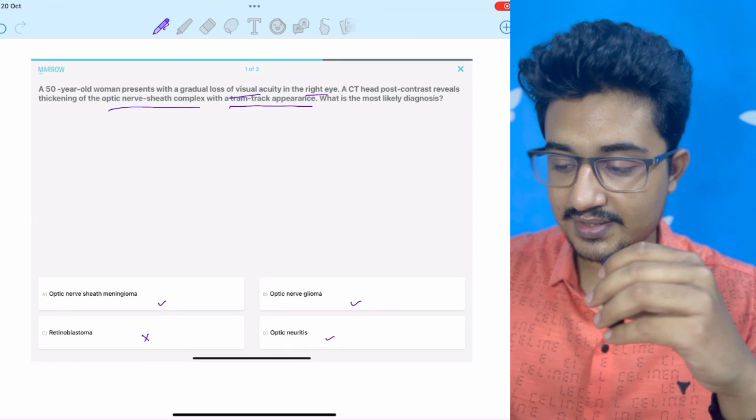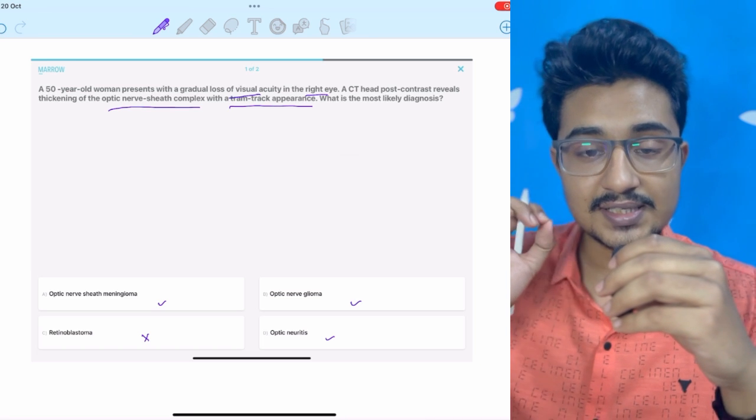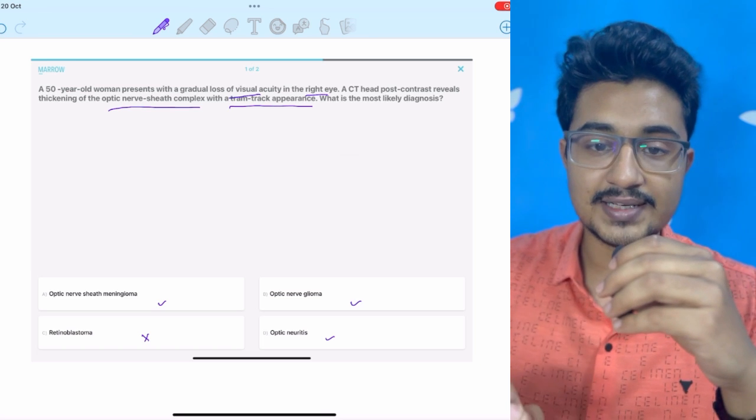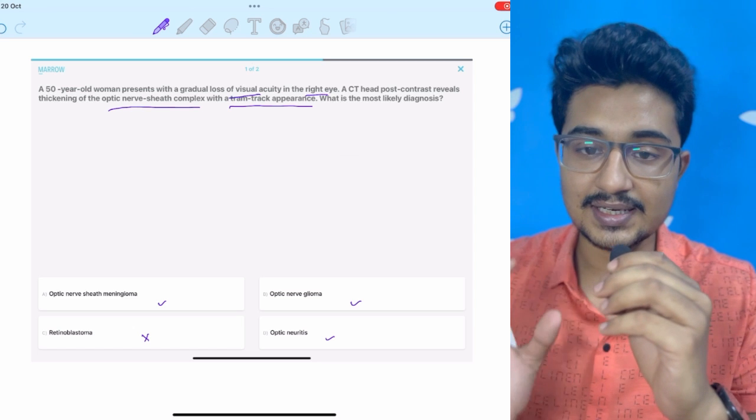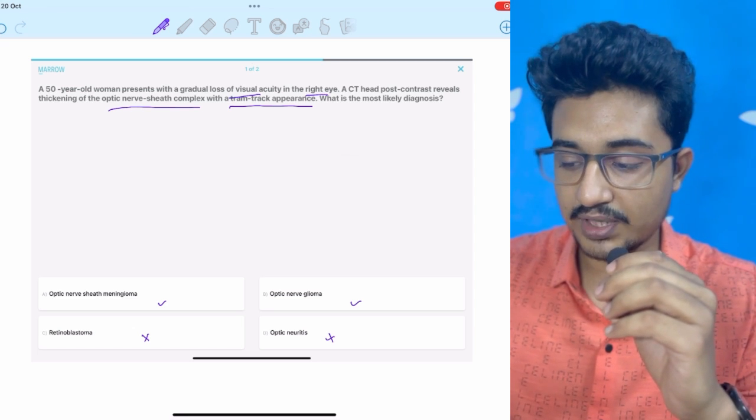Optic neuritis, yes, it could be the option. But see, in the question, CT scan is mentioned. Optic neuritis can't be diagnosed in CT scan. It can be diagnosed only in the MRI. So this is also ruled out.